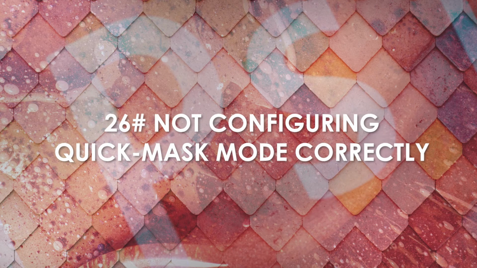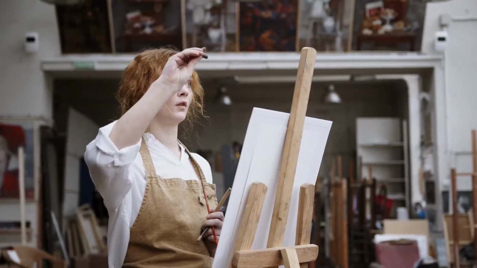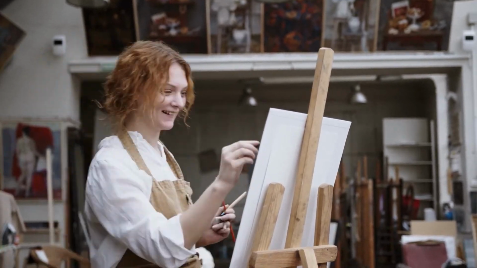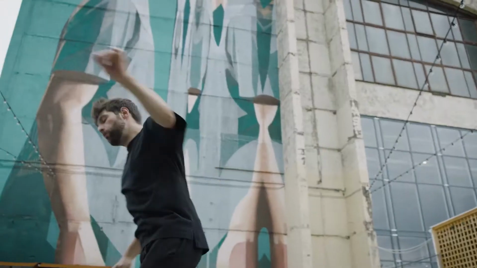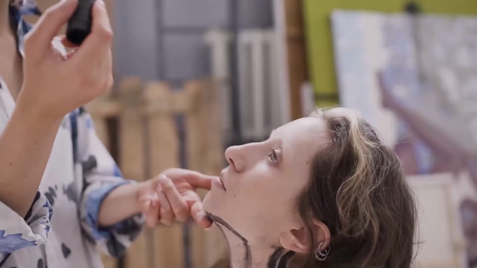Number 26, not configuring Quick Mask mode correctly. Are you one of those persons who prefer to paint inside out, eh? Artists call this negative shape relations. However, if you are a normal, well-adjusted individual, and such arty nonsensicals will make you want to slap your face so hard, the police will be able to take your fingerprints by inking your forehead.